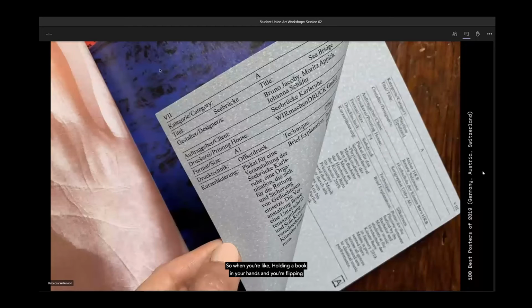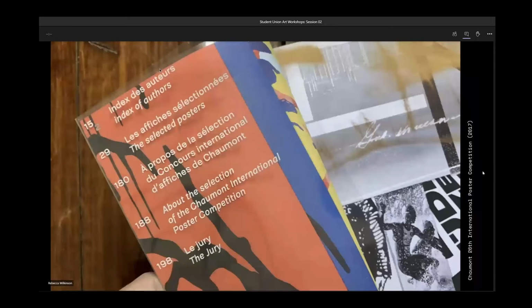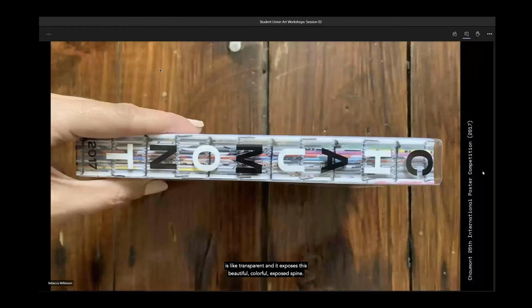When you're holding a book in your hands and flipping through it, you get an idea of the paper, the way it was printed. This close-up shows how this book was designed. The main spreads contain posters, but inside, if you open the French fold of the book, that's where all the information about the designer and the printing is contained. The second poster design book is really interesting because the jacket itself is transparent and it exposes this beautiful, colorful, exposed spine that is very much part of the book.